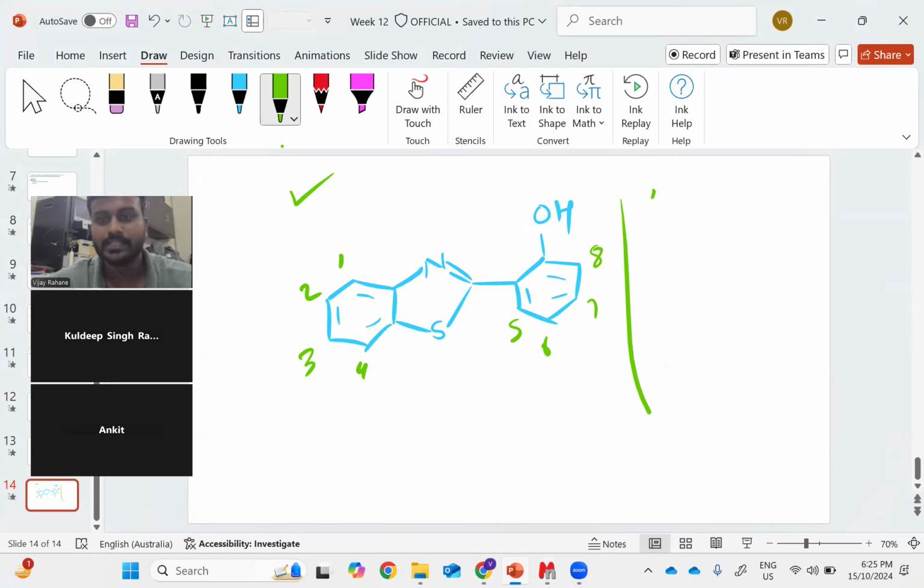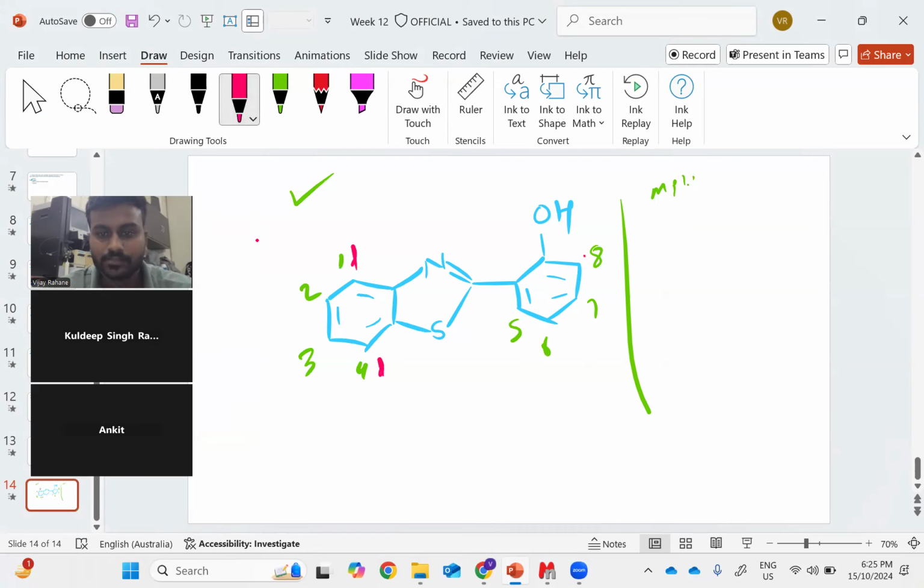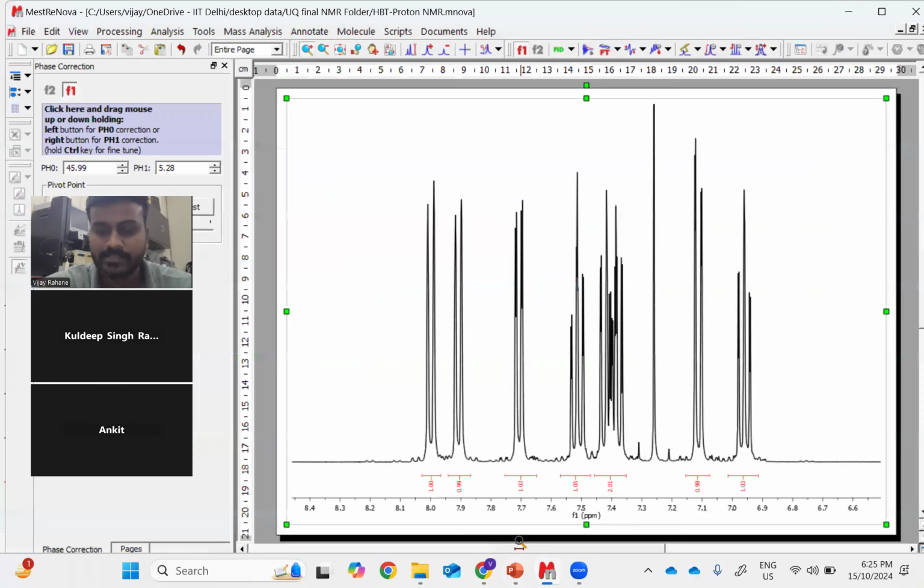If you look at the multiplicity, the multiplicity should also match. Then I will distinguish these protons into two different types. One type will be the doublet. These protons will be doublets. How many doublets? There are four doublets present, and there are one, two, three, four triplets present. So does the same match with our NMR spectrum?